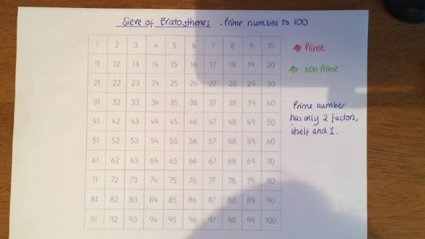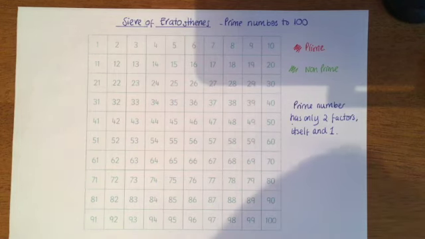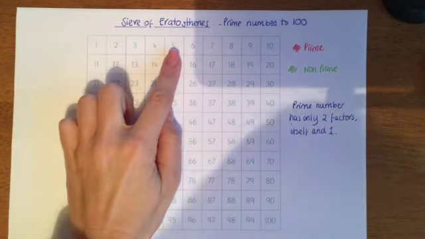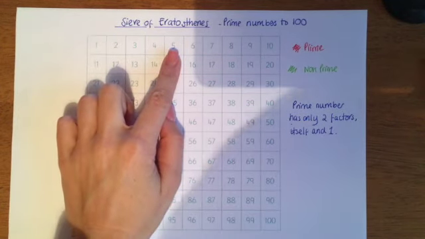So what about the number 5? 5 can be divided by 1 and 5. So there's its two factors. Does it divide by anything else? No, it doesn't. We can only think of decimals, which we're not allowed to use. So that number would be a prime, okay?